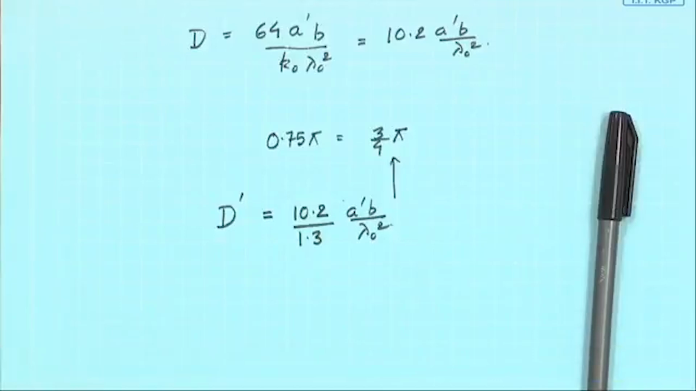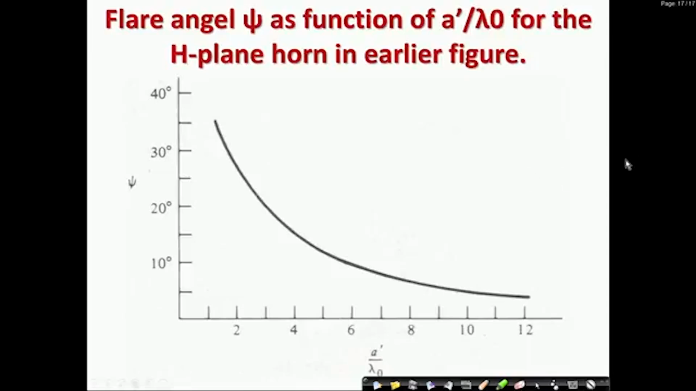The next one we see is a graph. You can see how flare angle changes the A dashed. If I go on increasing the flare angle, then A dashed gets increased, but it is better that if you have larger ones, then the flare angle should be kept at an optimum value.